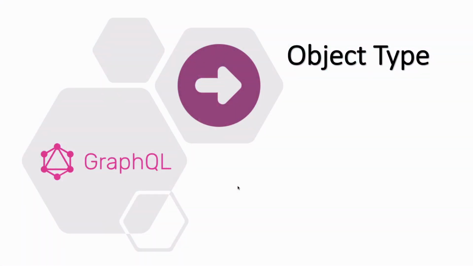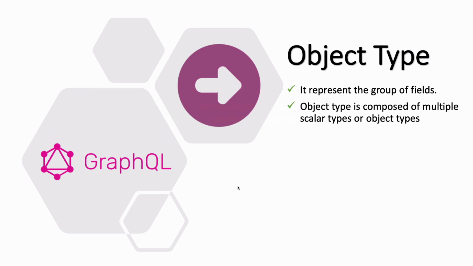The GraphQL object type is extremely important when you have lots of fields related to one thing. So what is an object type in GraphQL? It represents a group of fields. As I said, the group of fields is actually composed of multiple scalar types, or it could be another object type. As an example of an object type and how you can create it, you just define the type, then the name of the object, then field 1, field 2, and these should be scalar, or it could be an object type also. An example is a type student.